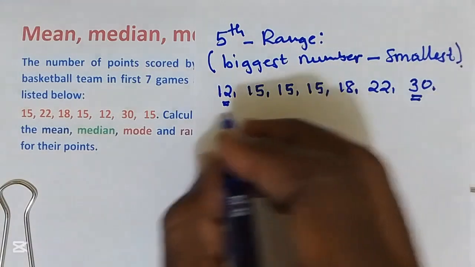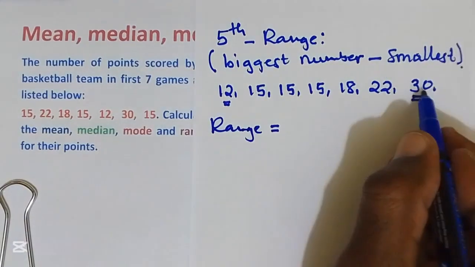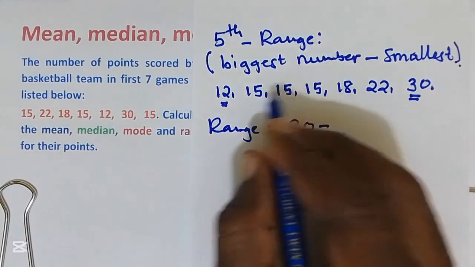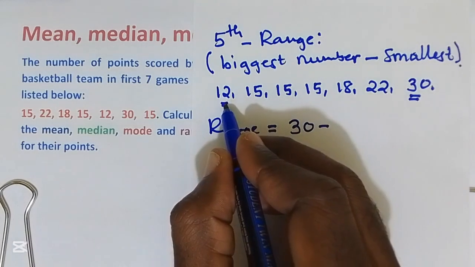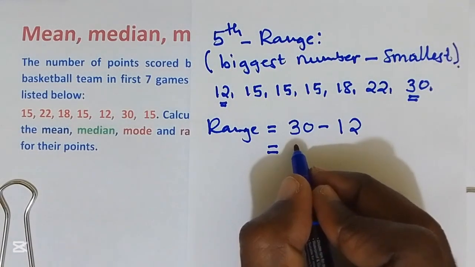30. So range is equal to the highest point, which is 30, take away the lowest points, 12. We get range is equal to 18.